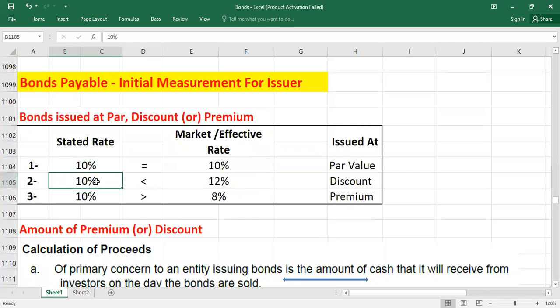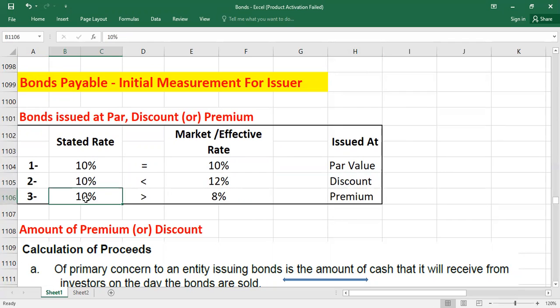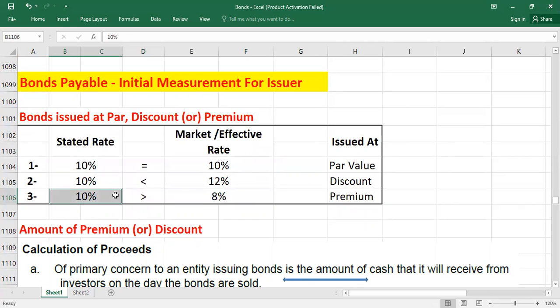If our stated rate is 10%, which is less than the market rate, we will sell the bonds at a discount. Why? Because we are going to pay interest less than the market rate, so today we should receive less money than face value. That is why it should be issued at a discount. The third scenario is if your stated rate is greater than the market rate or effective rate, bonds should be sold at a premium. The reason is that we are paying higher interest than the market rate, so today we should receive more money.